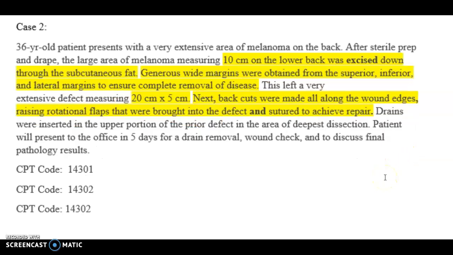The second case was adjacent tissue transfer or rearrangement. So if you look at the highlighted, it's telling you that 10 centimeters of the lower back was excised through the subcutaneous fat. And then if you look down here, the defect measured 20 centimeters by 5 centimeters, and it's telling you that back cuts were made along with the wound edges, raising rotational flaps that were brought into the defect and sutured to achieve repair. So this tells you that it's a tissue transfer or rearrangement.